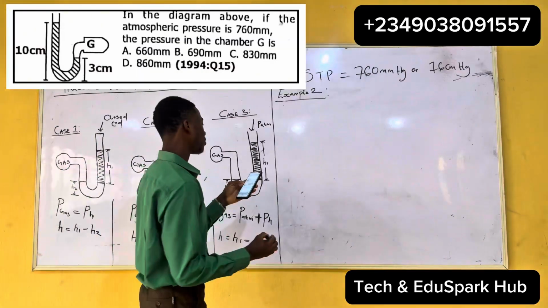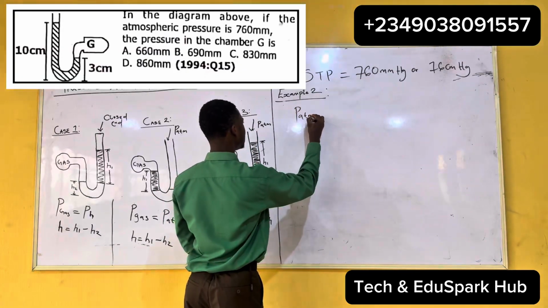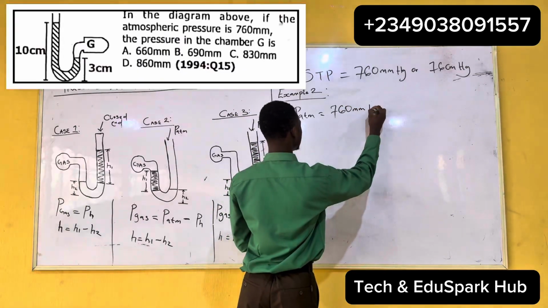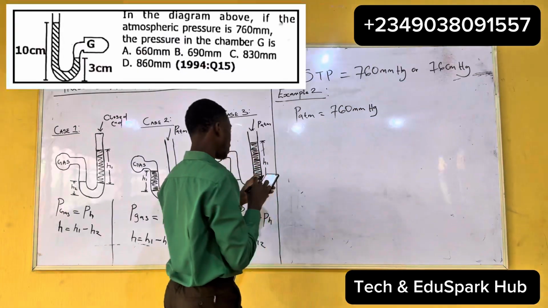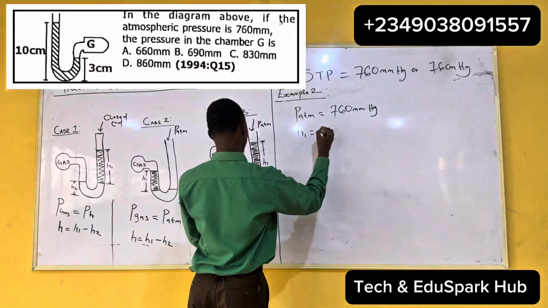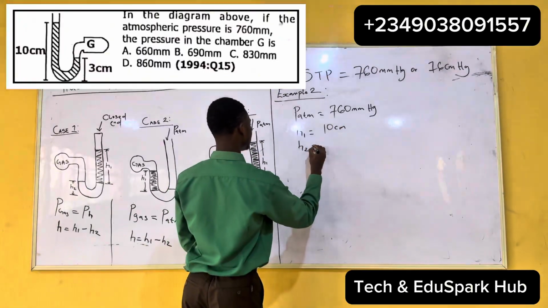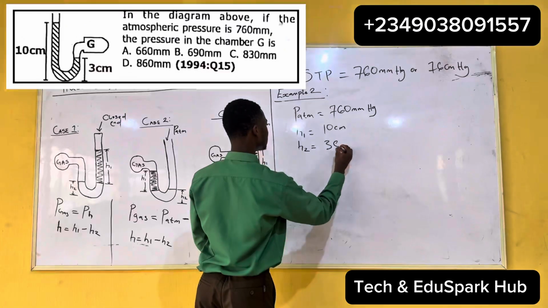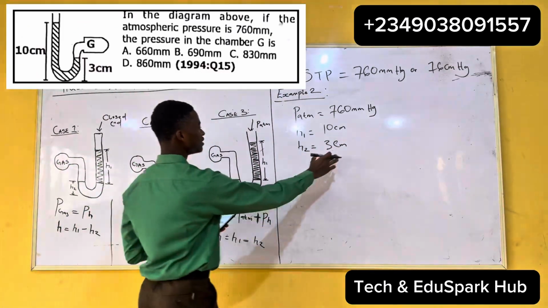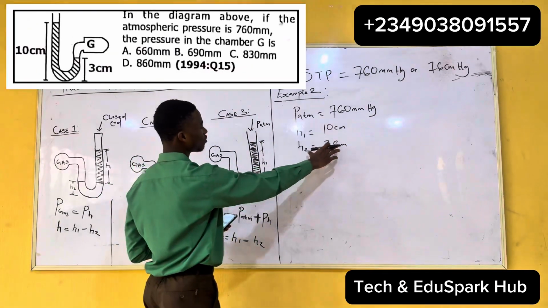So let's write our given parameters. We are given the pressure of the atmosphere, which is the PATM, to be equal to 760 millimeter mercury. And we are given our height, which is the height of the liquid column, H1, to be equal to 10 centimeter. And we are given our H2, which is the height of the gas column, to be equal to 3 centimeter. In this case, you can see we have this in centimeter and this in millimeter. So we have to convert.